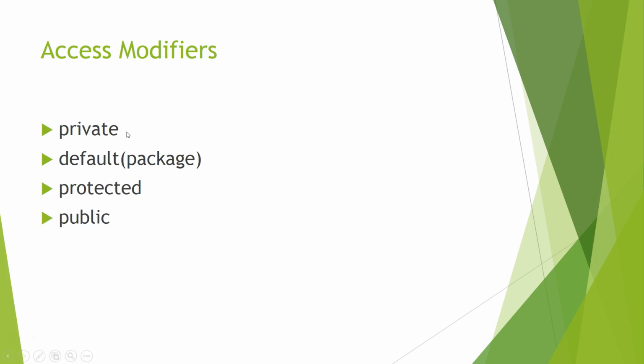And note that I mentioned them in ascending order according to their accessibility level. Private has less accessibility level than package. Package has less accessibility level than protected, and protected has less accessibility level than public.